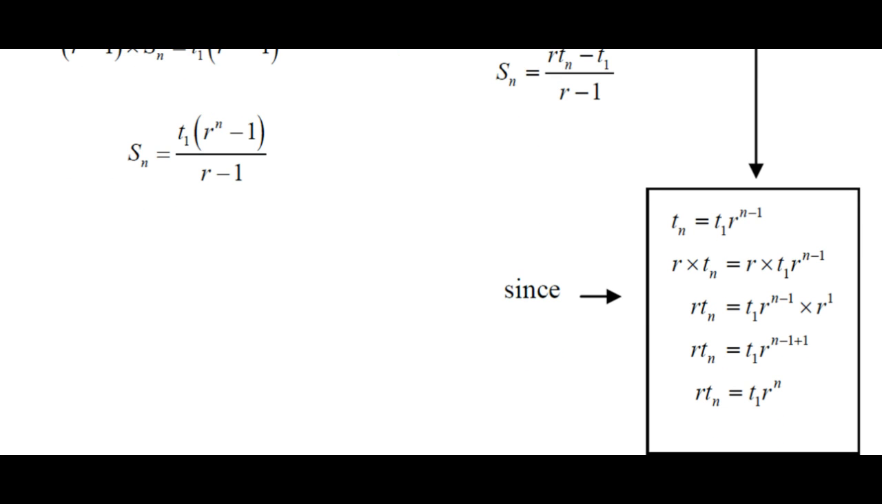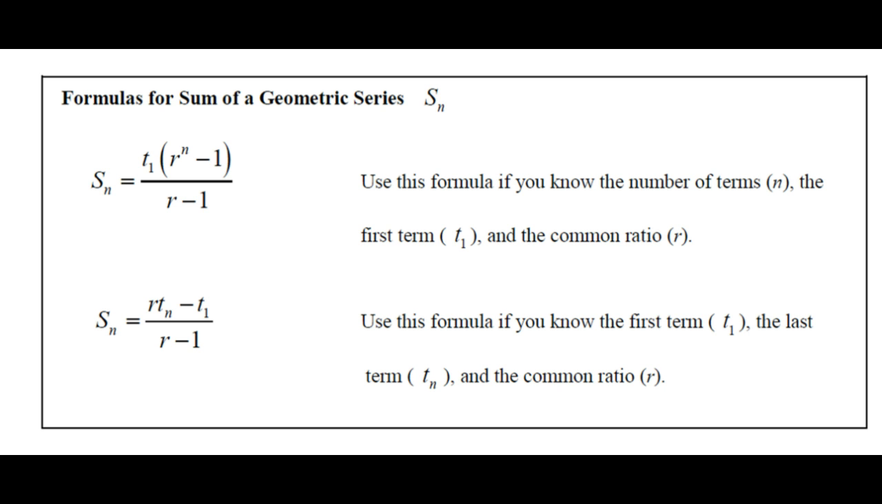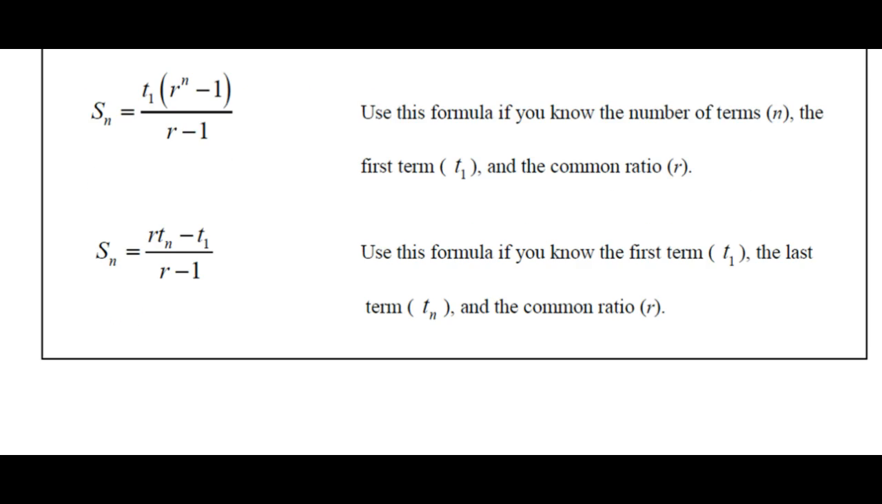And here, we don't necessarily need to know n. All right, formulas. Use this formula if you know the number of terms, n, the first term, t1, and the common ratio. Use this formula if you know the first term, the last term, and the common ratio. You don't have to know how many terms there are. And so, determine the sum of the first 12 terms. Okay, so in this case, we do know n.